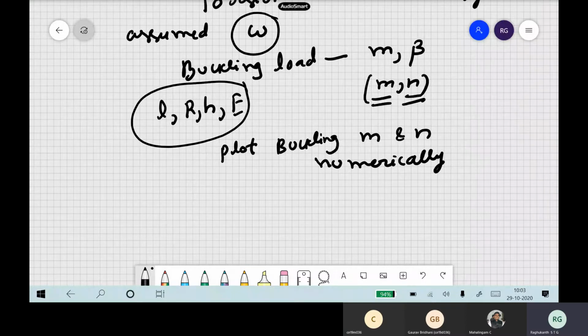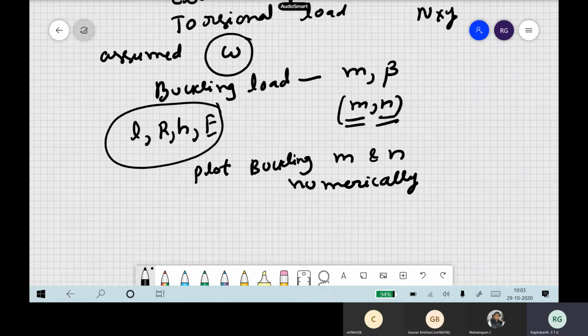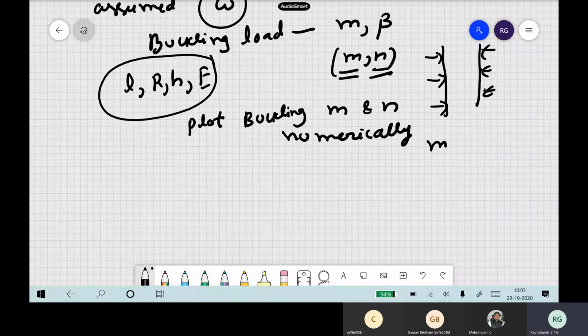If you remember, when we discussed the first case, that is external pressure, what was the buckling mode? Have you remembered the first problem, the shell under external pressure? What values of m and n did we get? m was 1, but n was, I think, 8 or something. So in the circumferential direction we get 8 waves.